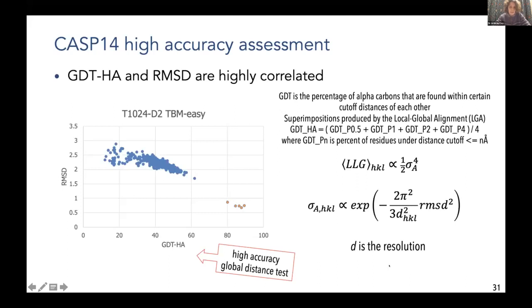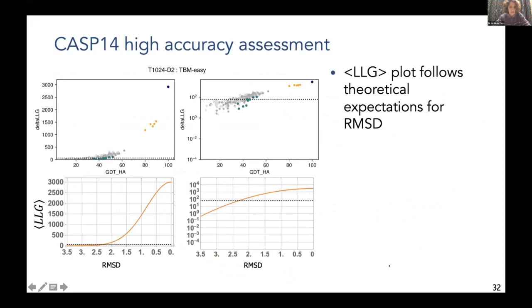Now we know that the expected LLG is proportional to the sigma A to the fourth, in fact, approximately. And we know that the sigma A is proportional to an exponential on the RMSD. So we have all of these components. We can see the relationship between our expected LLG and our RMSD. And if we plot that, you can see the behavior is not actually exponential on RMSD, but the plots really follow the theoretical expectations for the RMSD.